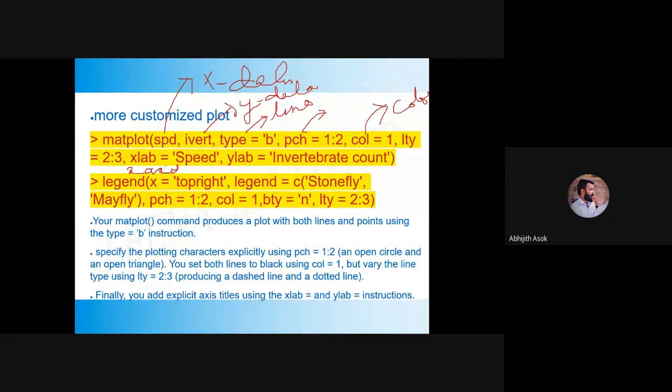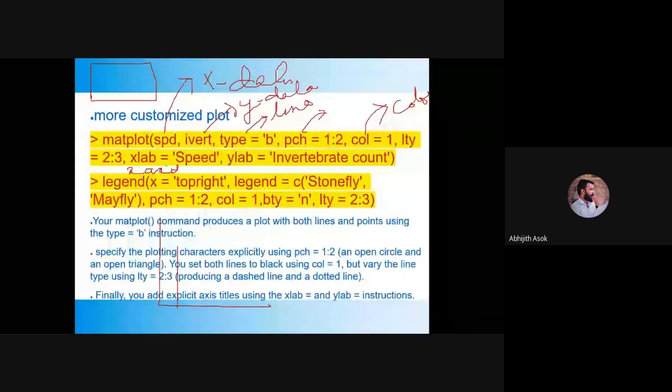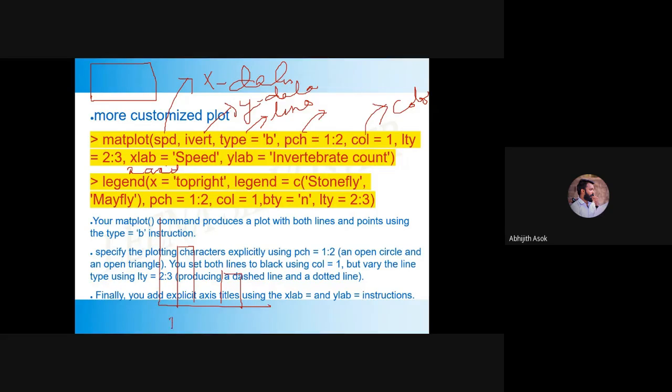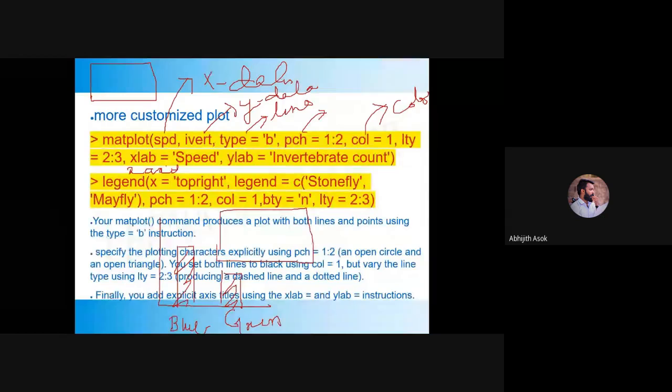Then legend: you might have seen an instruction at the top of a graph using some symbols. For example, suppose you are plotting a bar chart with two colors, blue and green balls. This one is for blue and this one is for green. There will be one instruction here denoting which one is blue.